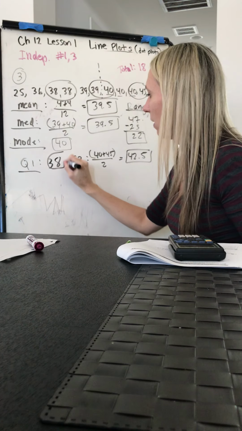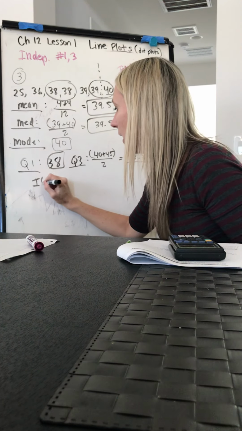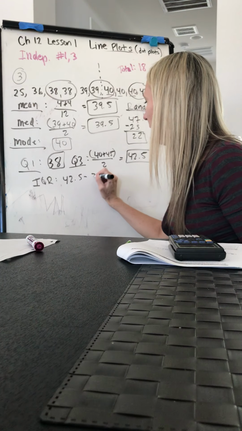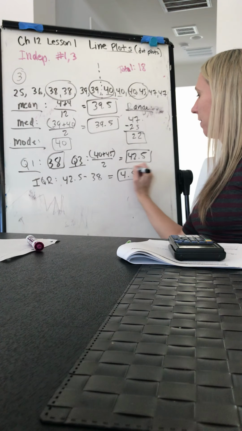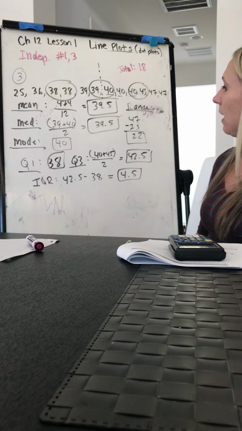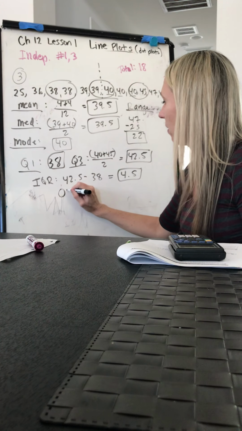Okay, so here's quartile 1. Here's quartile 3. To find the interquartile range, you subtract. So we're going to do 42.5 minus 38, and we get 4.5. Okay, the last thing we need to do is find if there's any outliers. So are there any outliers?